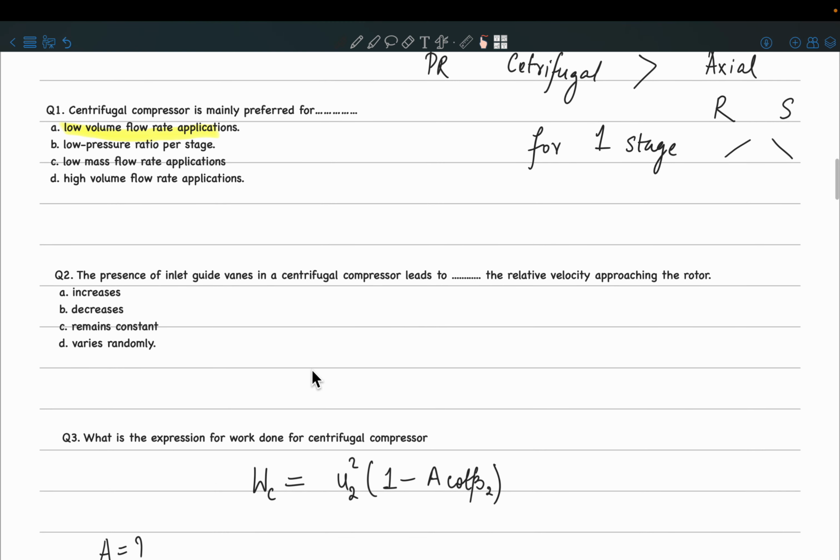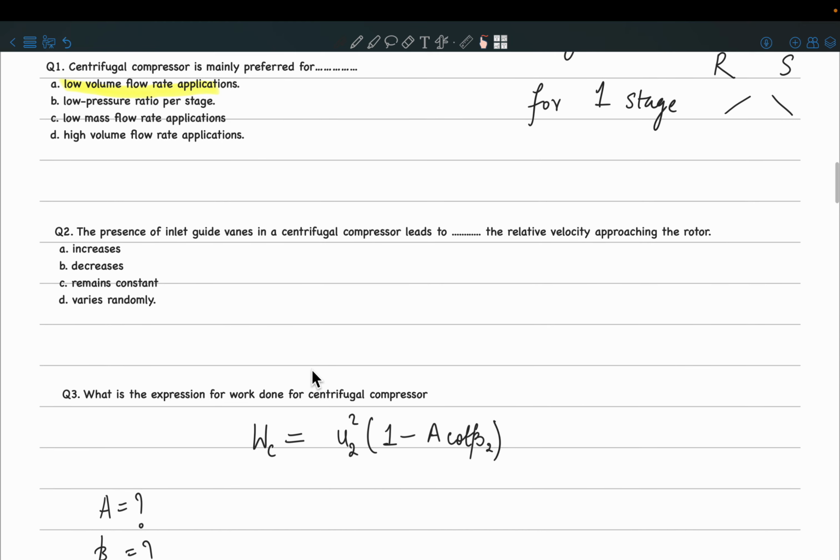Okay, then the next question: the presence of inlet guide vanes in a centrifugal compressor is responsible for doing what to the relative velocity? So, what is the answer here?